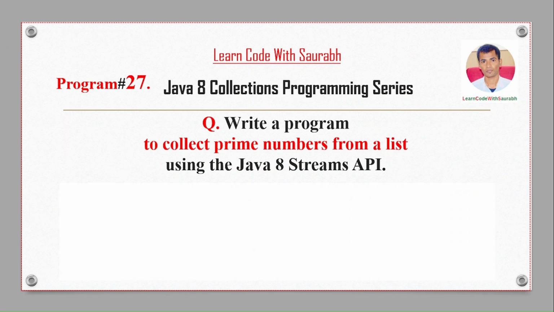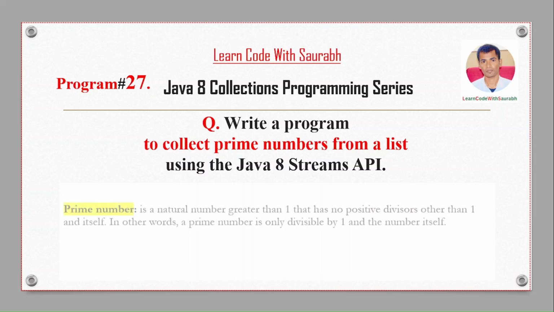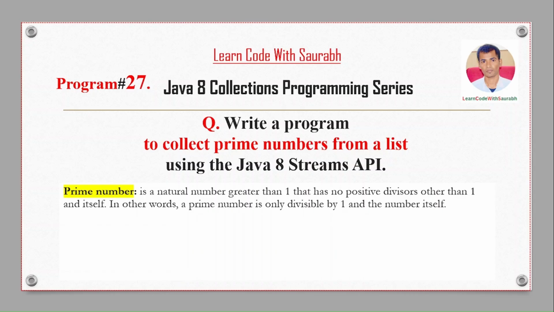Today I'm going to show a program to pick prime numbers from a list using the Java 8 Stream API. So basically, a prime number is a natural number greater than 1 that has no positive divisors other than 1 and itself. In other words, a prime number is only divisible by 1 and the number itself.